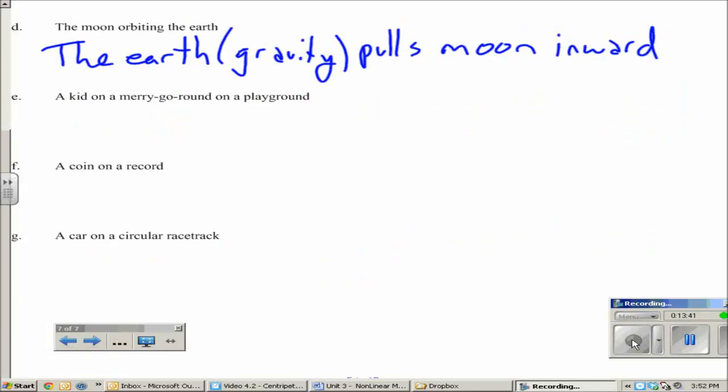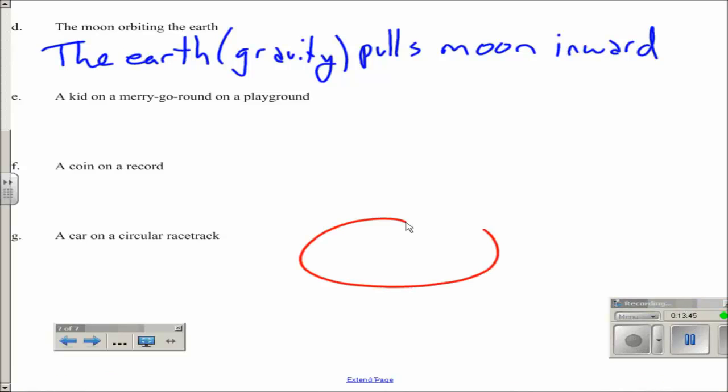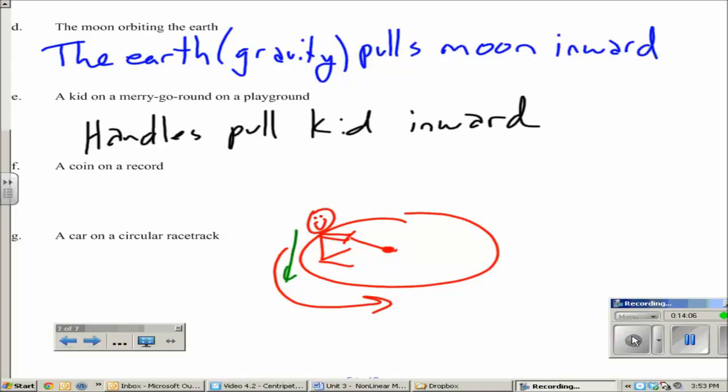All right, a kid on a merry-go-round. So you should be picturing, big disc with a kid sitting on it. And there's probably some sort of handle or something that he hangs on to, right? And it spins around and around. Okay, and so the idea is he wants to go off in a straight line, but he doesn't because he's holding onto the handlebars. So the idea is he's pulling the handlebars outwards, and Newton's third law tells us there's a reaction. The handles pull the kid inward, right?